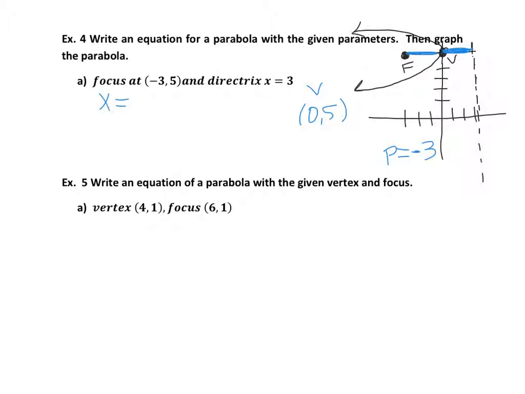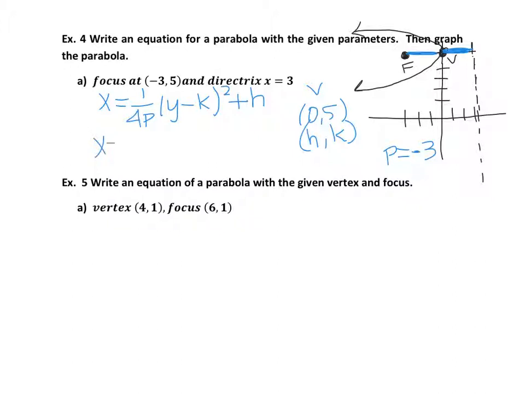x equals 1 over 4p times (y minus k) squared plus h. So that's the basic equation that we're going to plug all of our information into. I know p is -3. I also know my vertex. Remember, this is h and this is k.